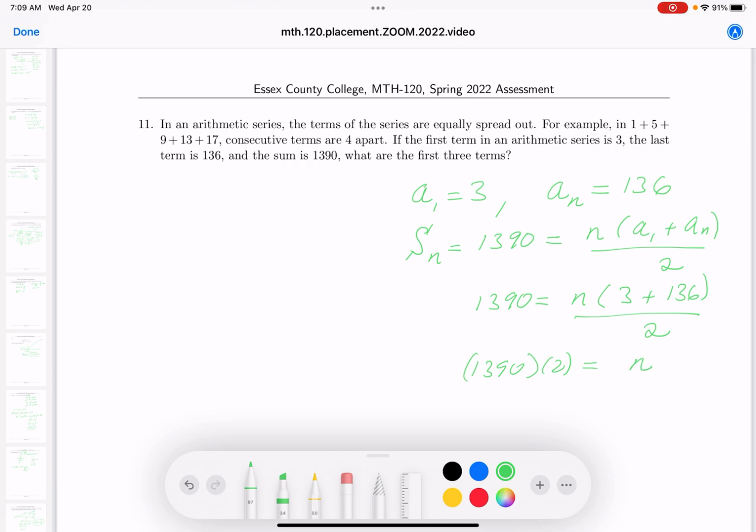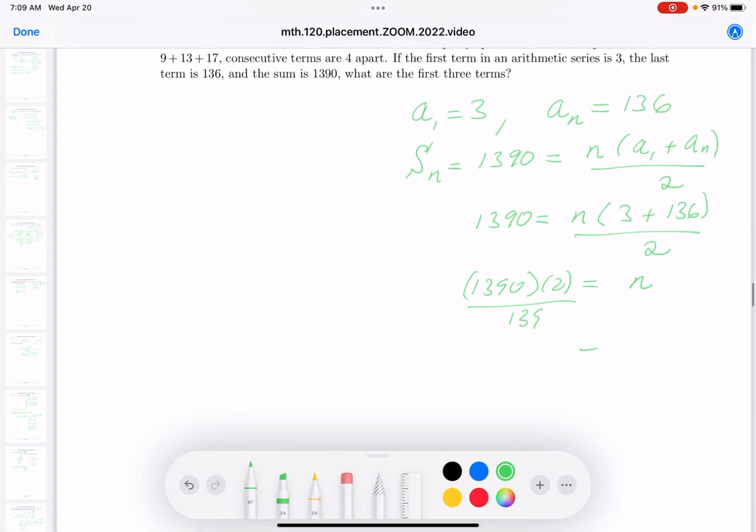And 3 plus 136 is 139. So now I know what n is. It's a rather simple number, and it has to be. It's an integer. I should say a whole number at this point. Oh, those whole numbers are integers. And that would give me 20.